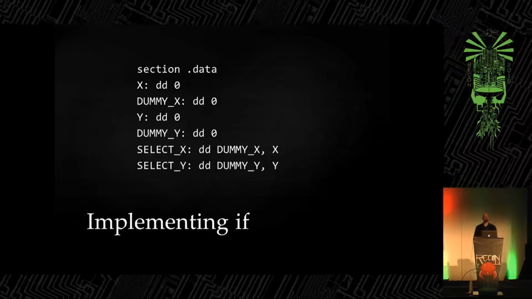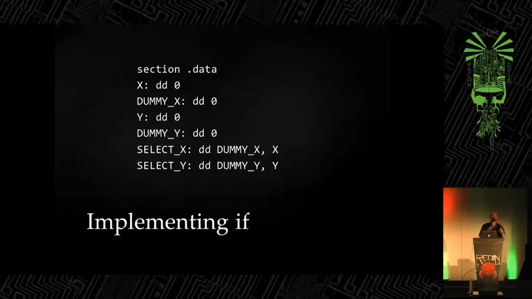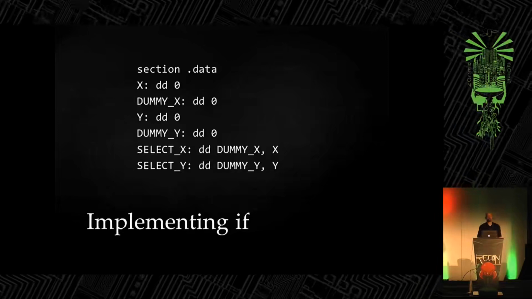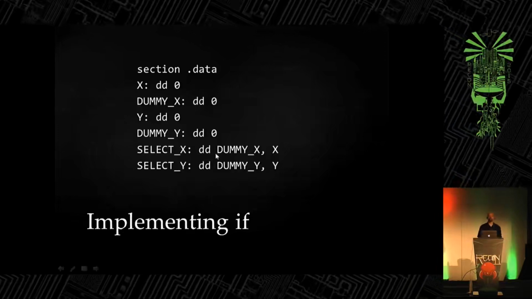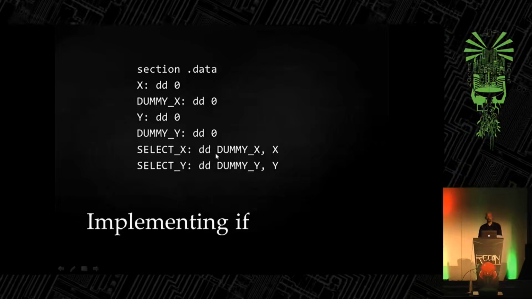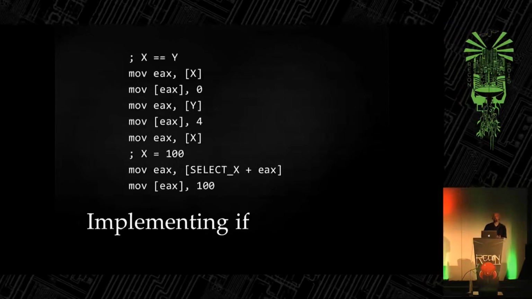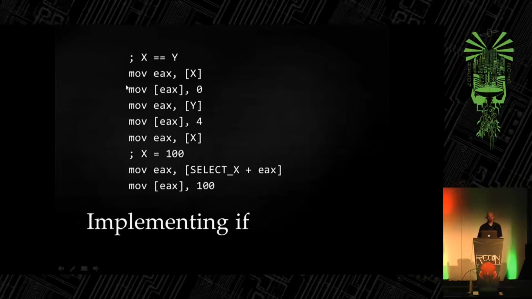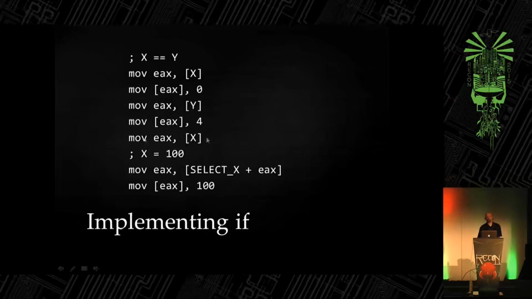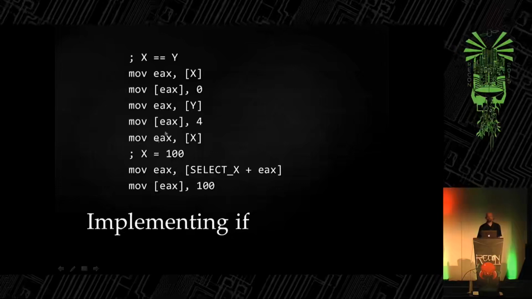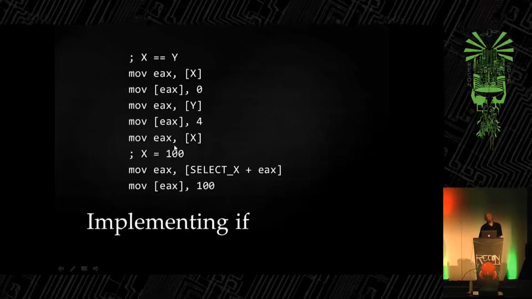So in assembly, that would look something a little bit more like this. We're going to have a real copy of both of our variables and a fake copy of both of our variables. And then we're going to have these selection arrays that let us choose between the real copy and the fake copy. And the move instructions themselves to implement that if statement are going to look like this. At first, we're just going to do the equality check that we already talked about to determine if x and y are equal to each other. If so, EAX gets set to one thing. If not, it gets set to something else.